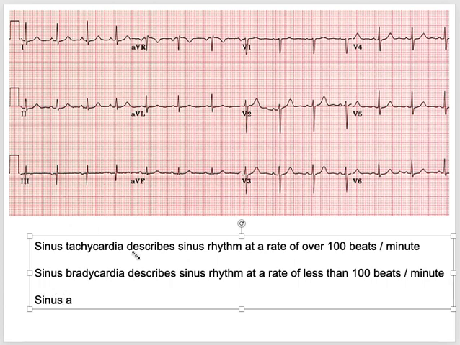Now, sinus arrhythmia. Basically this is also an arrhythmia, because the normal heart rate is between 60 and 100, so when the heart rate is less than 60 or more than 100, of course it means arrhythmia. Sorry, I said less than 100 earlier, this should be 60, not 100.